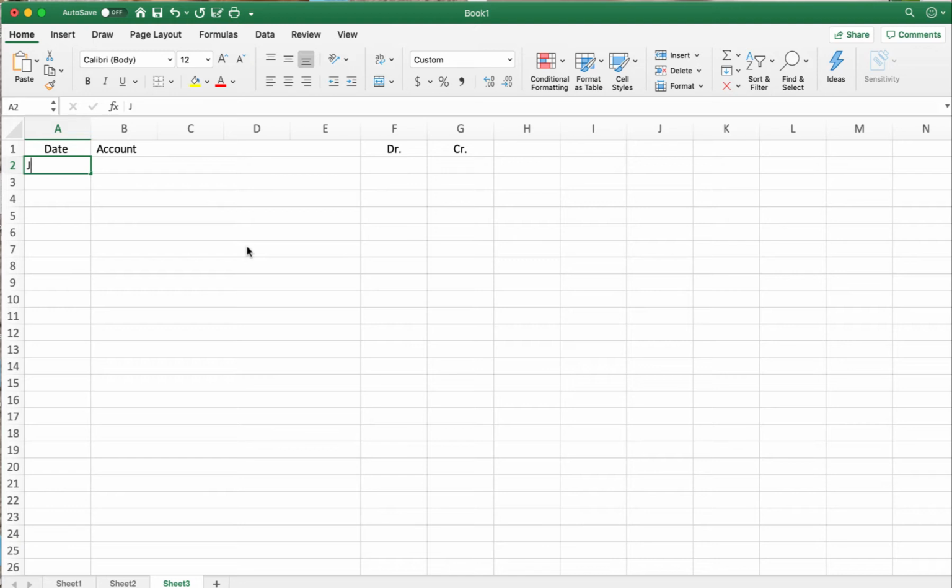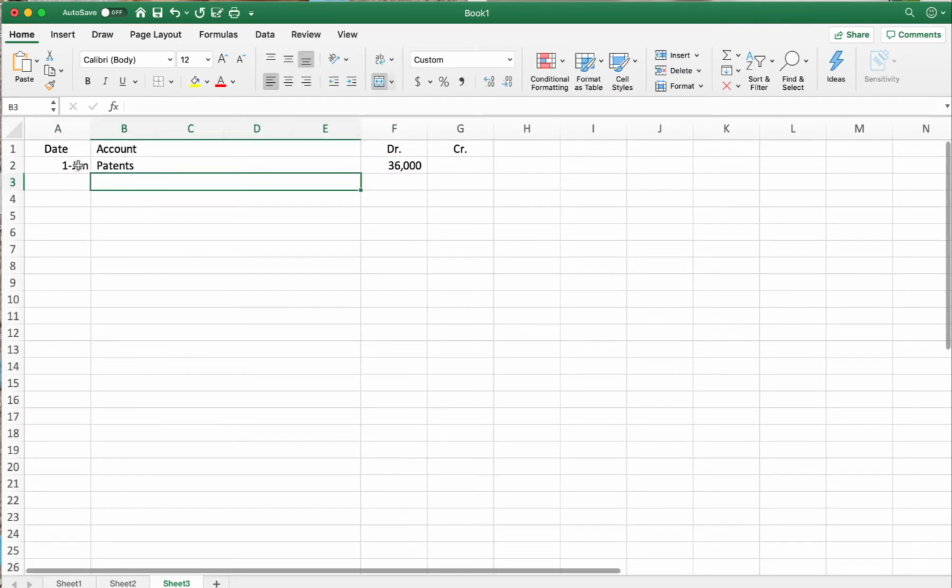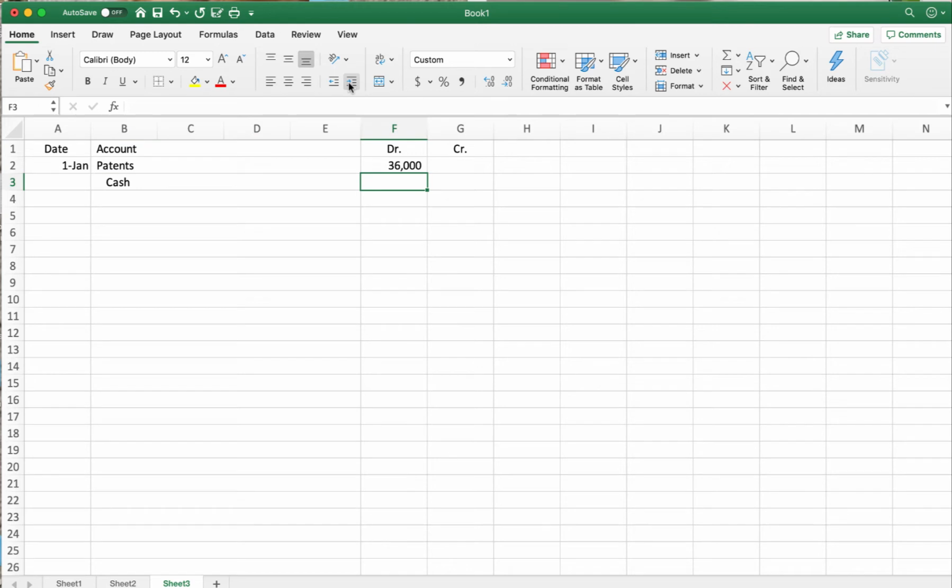So on January 1, I'm going to debit patents for the $36,000, and I'm going to credit cash. Now, remember, debit's always first, credit's always second. Credits should always be indented. Indent your credit. How do you do that in Excel? Super easy. If you go to the ribbon, you see an increase indent button. Click it once. Type in cash. Notice how cash is now indented.